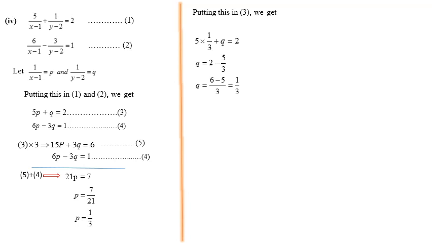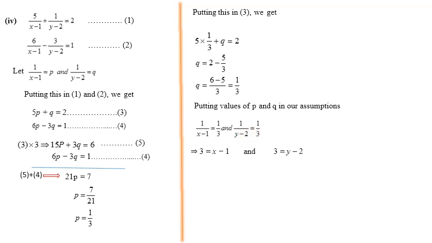We have got p and q, but these p and q are not our question variables, so we have to resubstitute again. That is 1 by x minus 1 is equal to p, and the p value is 1 by 3, and 1 by y minus 2 is q, and the q value is 1 by 3. So just cross multiply: 3 into 1, that is 3, is equal to 1 into x minus 1, that is x minus 1, and here also 3 into 1, that is 3, equal to 1 into y minus 2, that is y minus 2.